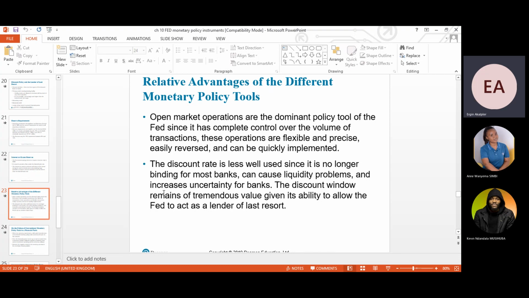The discount rate is less valued since it is no longer binding for most banks, and it can cause liquidity problems and increase uncertainty for banks. The discount window remains of tremendous value given its ability to allow the Fed or central bank to act as lender of last resort, which is the highest organ, as I said to you, in the financial system.